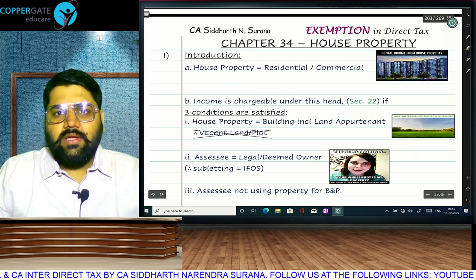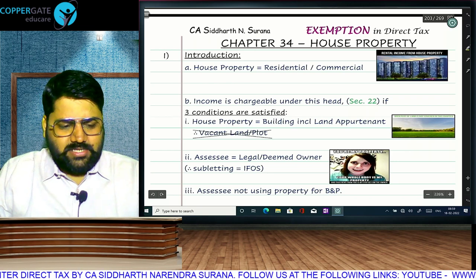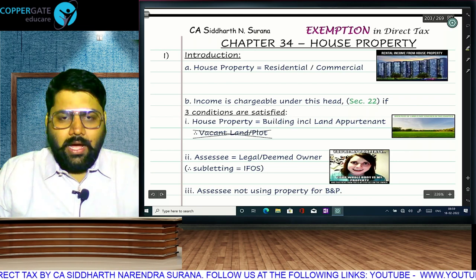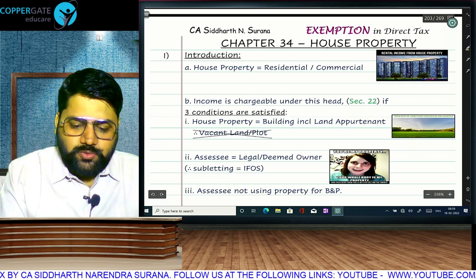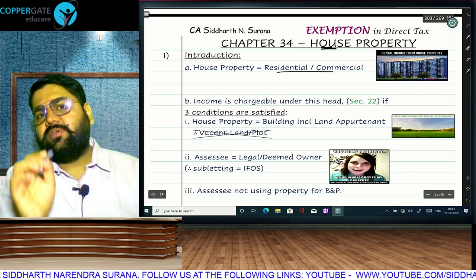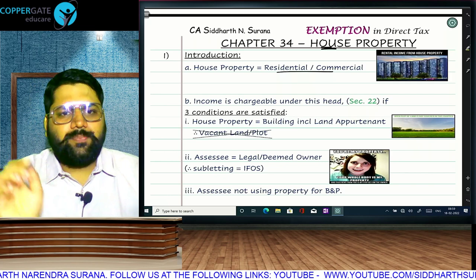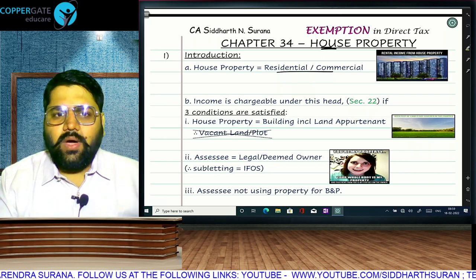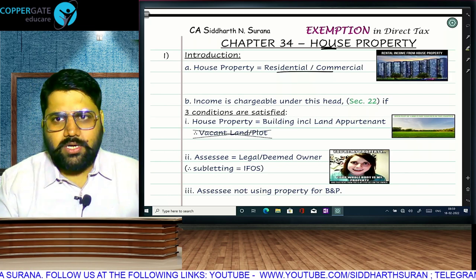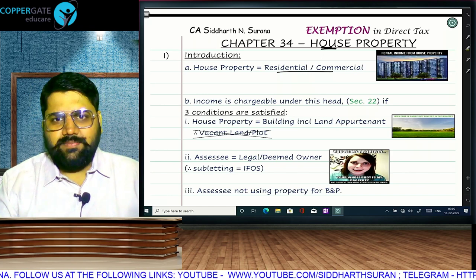So moving on in our syllabus, the next chapter that we have is chapter number 34, income from house property. They say house property, but if you observe the charging section 22, it says property of all kinds. So whether you are earning rent from residential property or commercial property, rental income will be taxable.